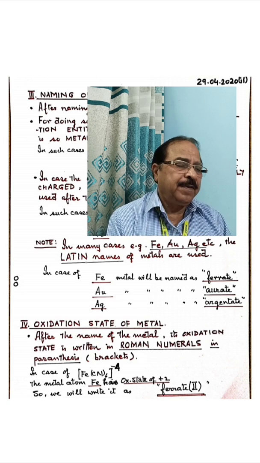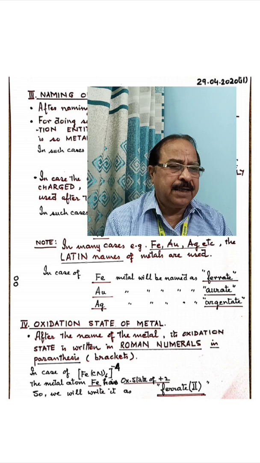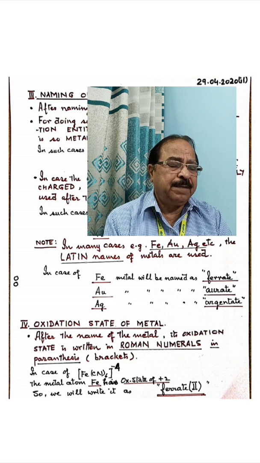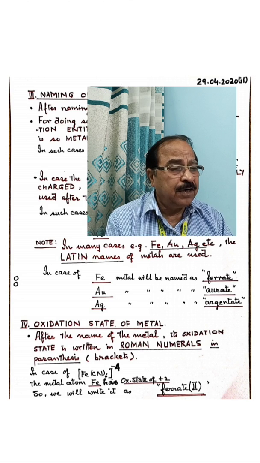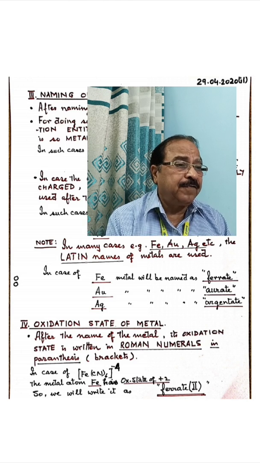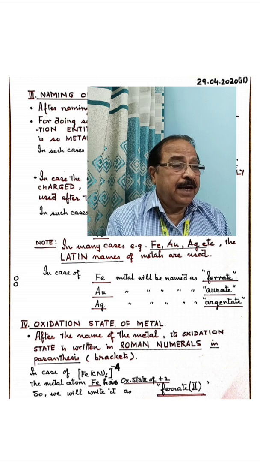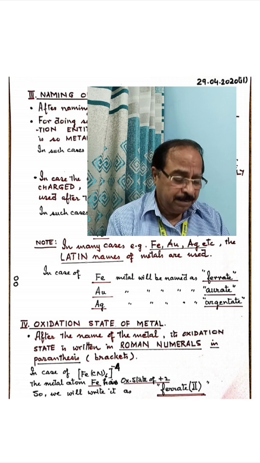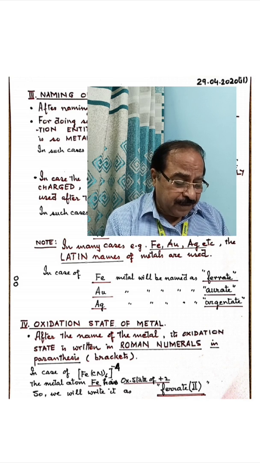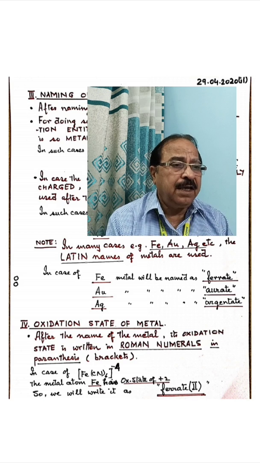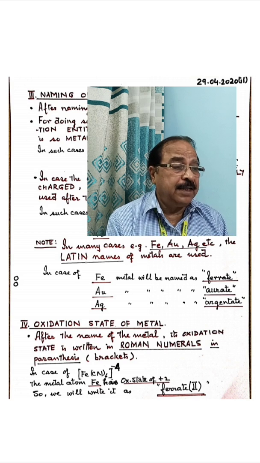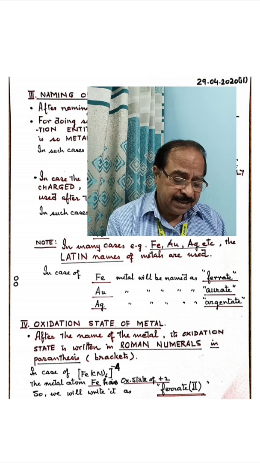After writing the name, again I am revising it. First of all, while writing the name of the coordination entity, we have to write the names of the various ligands in alphabetical order, and then we have to write the name of the metal atom. After that we mention its oxidation state in brackets. After the name of the metal, the oxidation state is written in Roman numerals. Supposing I have to write 3, I will write 3 in Roman numerals, and this will be put in parentheses, that is in brackets.